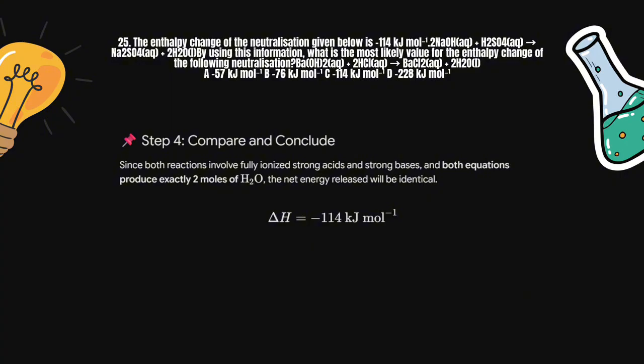Step 4. Compare and conclude. Since both reactions involve fully ionized strong acids and strong bases, and both produce exactly 2 moles of water, the net energy release will be identical. So, delta H is also minus 114 kilojoules per mole. So, the correct answer is C.